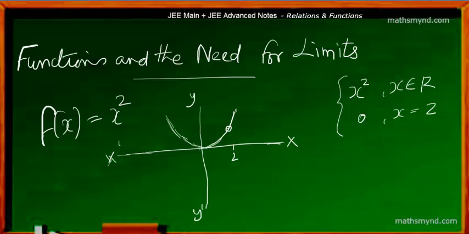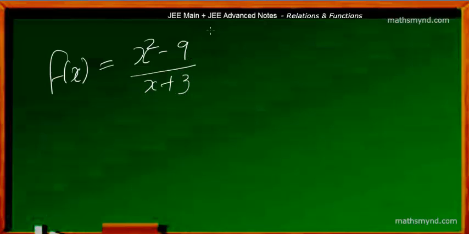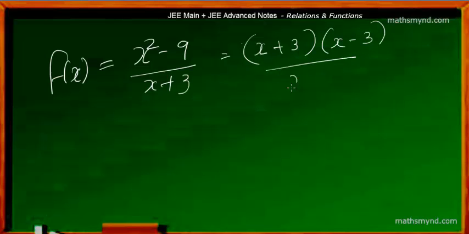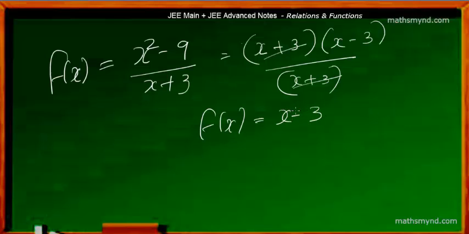Now let us look at another simple case of a function like f(x) = (x² − 9)/(x + 3). Here x² − 9, and 9 is the square of 3, so of course it's a² − b², so you can write it as (x + 3)(x − 3)/(x + 3). Both of them cancel out, and so you are getting x − 3, quite a simple function, and that is very nice.